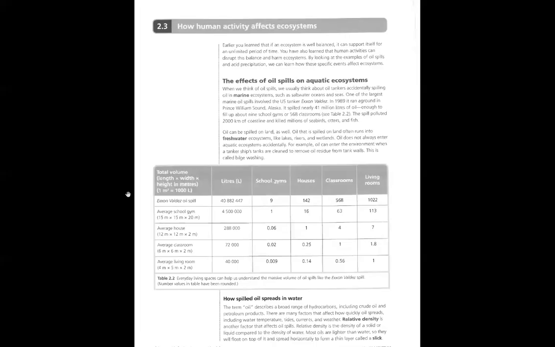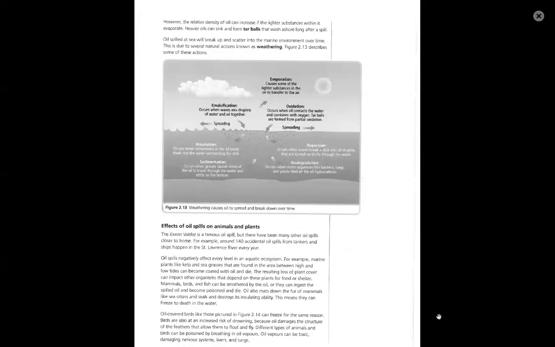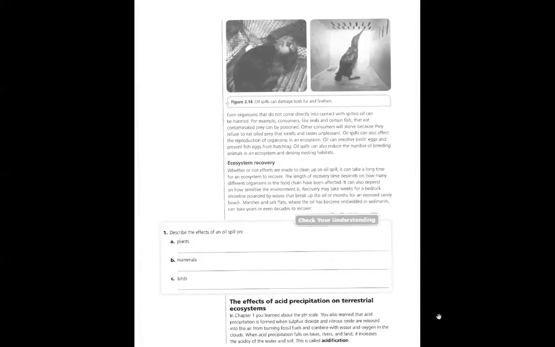And we've got how human activity affects ecosystems. Excellent. Okay, so we're starting with, we talked about the Exxon Valdez and how it had an oil spill and what that did to the ecosystem. We have emulsification, evaporation, oxidation, and spreading, how an oil spill spreads and affects plants and animals, and birds. That's another one.